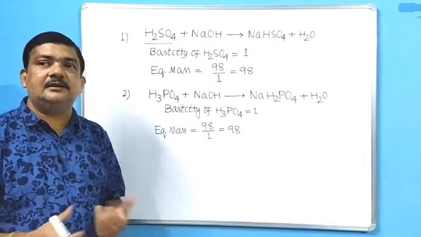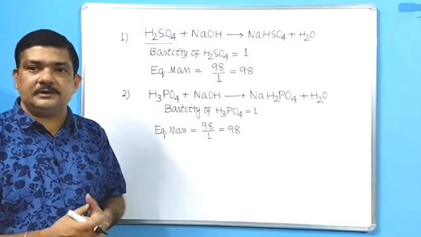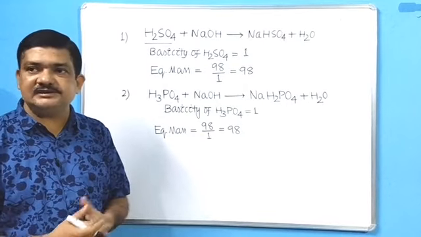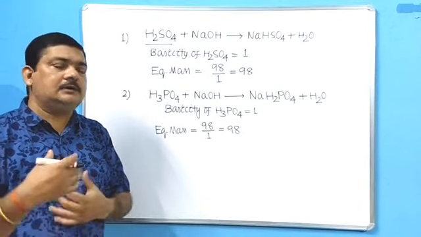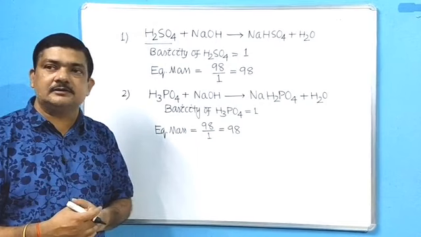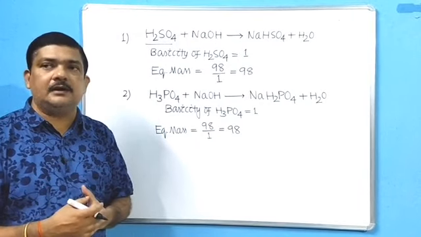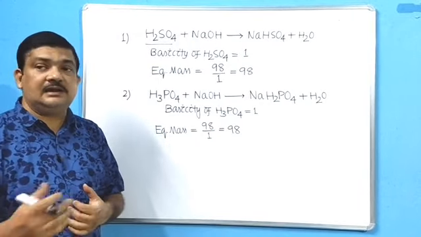So in this reaction, the basicity of phosphoric acid will be 1. So what will be the equivalent mass? Now, molecular mass 98 by basicity 1, that is 98. Okay. So these types of exceptional questions can also be asked to you. So be ready for all sort of things. Okay. Then next we will discuss the equivalent mass of base.